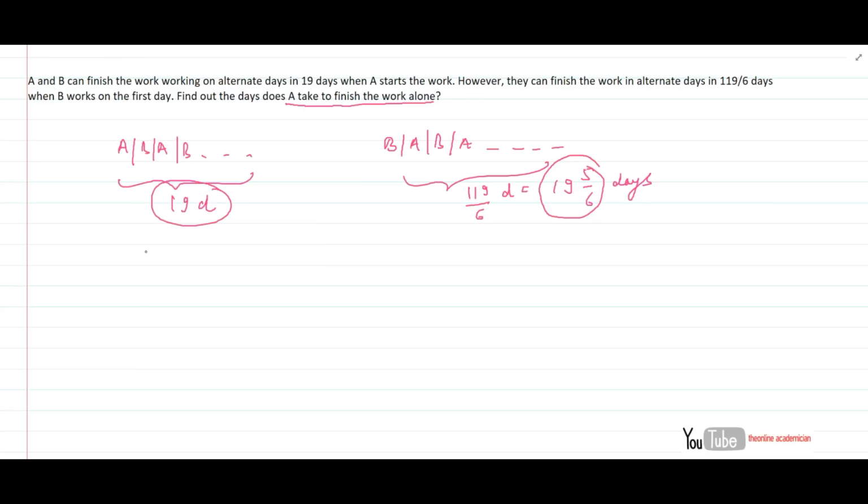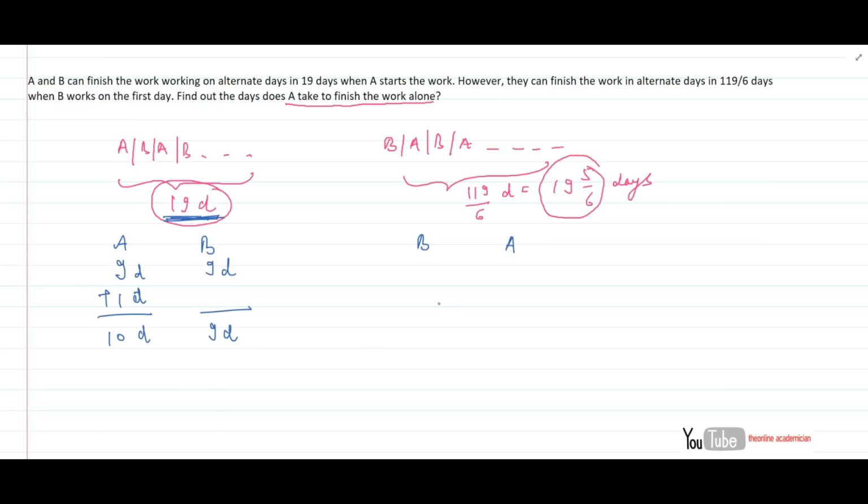Now if we do further analysis, we will see that A is starting the work here and B is working on the second day, and here B is starting the work and A is working on the second day. So if we count 19 days, A will work 9 days and B will work 9 days. So the total there will be 18 days, and if we add one more day to A, because A is starting here, now the work will be finished. So A has worked for 10 days and B has worked for 9 days.